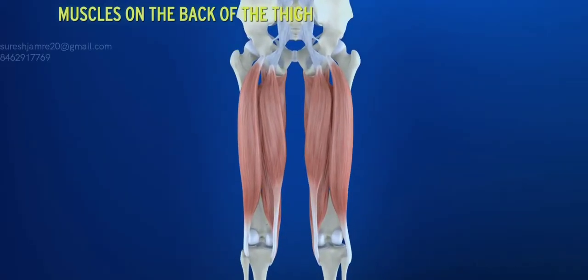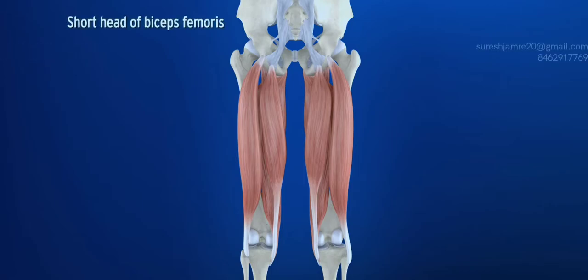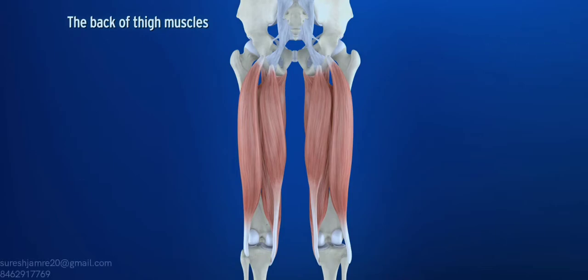These muscles on the back of the thigh are called hamstring muscles. However, conventionally the short head of biceps femoris is not included in the hamstring group. The back of thigh muscles were named hamstrings because the tendons on the back of knee are used to hang up hams, the hip and thigh regions of animals, for example pigs.